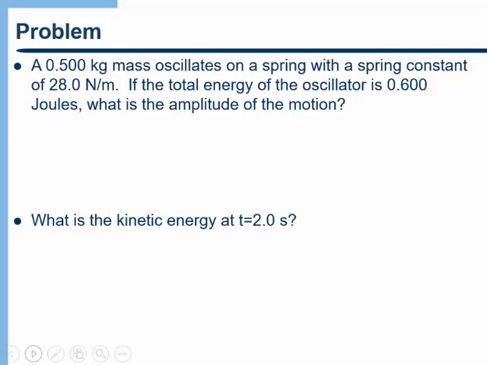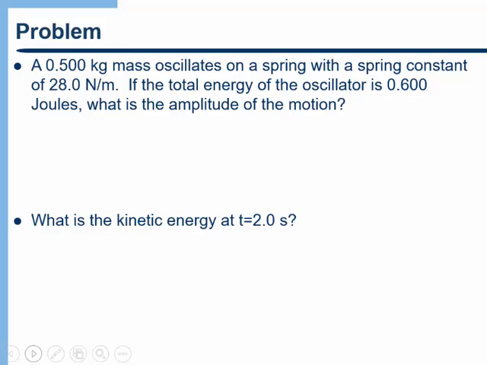Let's take a look at the following problem. A 0.5 kilogram mass oscillates on a spring with a spring constant of 28 newtons per meter. If the total energy of the oscillator is 0.6 joules, what's the amplitude of the motion, and what's the kinetic energy at 2 seconds? Why don't you go ahead and pause the video and try this yourself and see if you get it right.